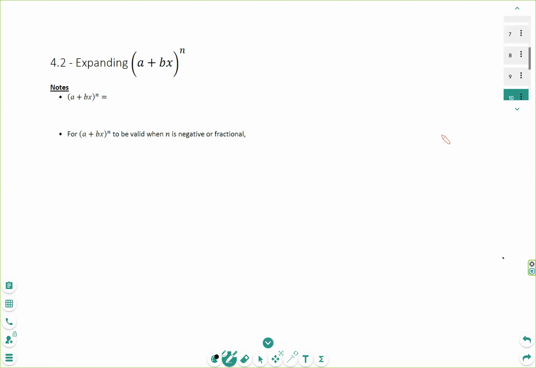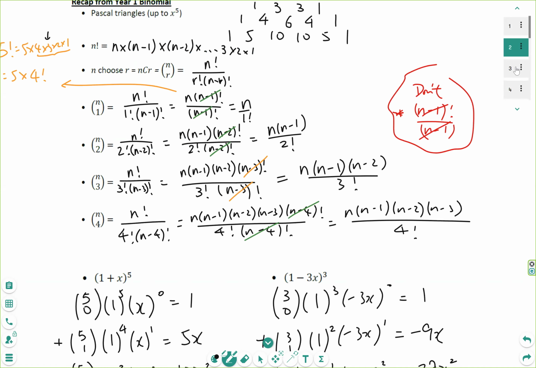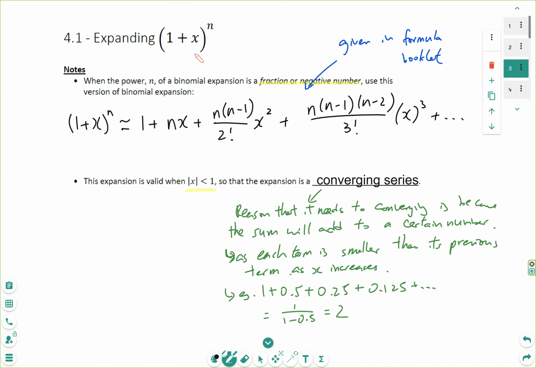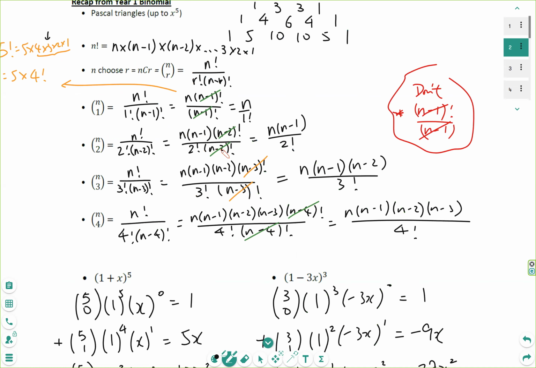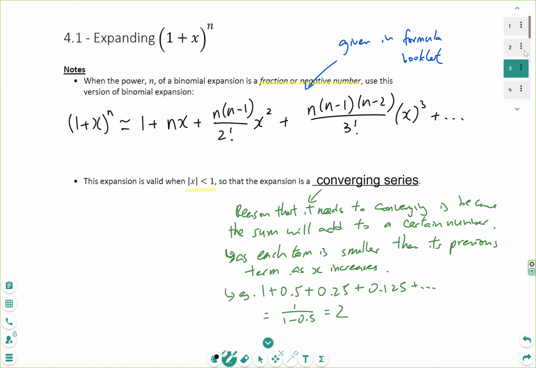Welcome to Year 2 Pure Maths, Chapter 4.2, where we continue to look at binomial expansion with a fractional or negative power. In the previous lesson, 4.1, we talked about a new formula for binomial expansion when the power is fractional or negative, which is 1 plus nx plus n(n minus 1) over 2 factorial times x squared plus n(n minus 1)(n minus 2) over 3 factorial times x cubed. If you're interested in how these coefficients are derived, you can go back to the chapter 4.1 video.